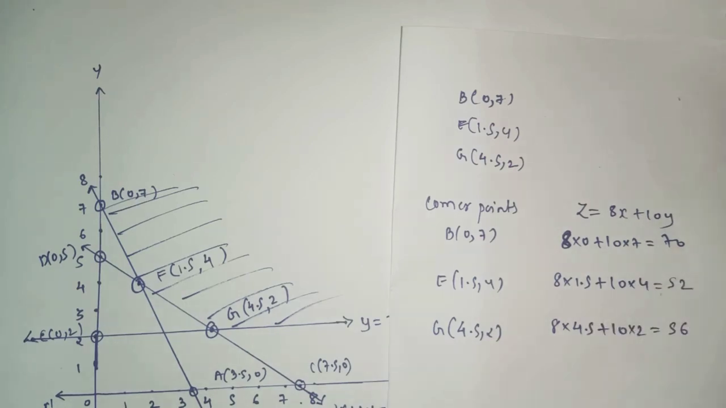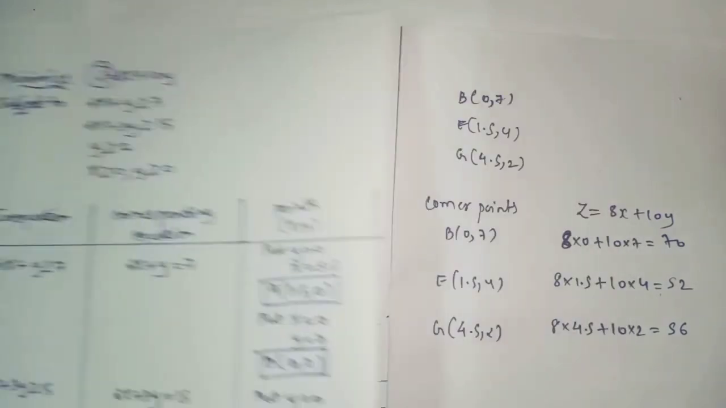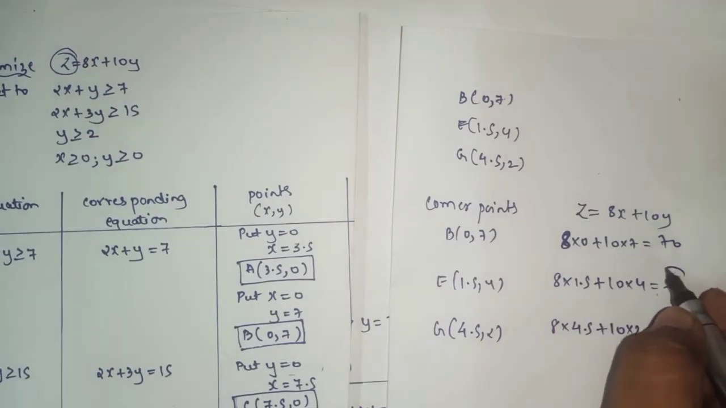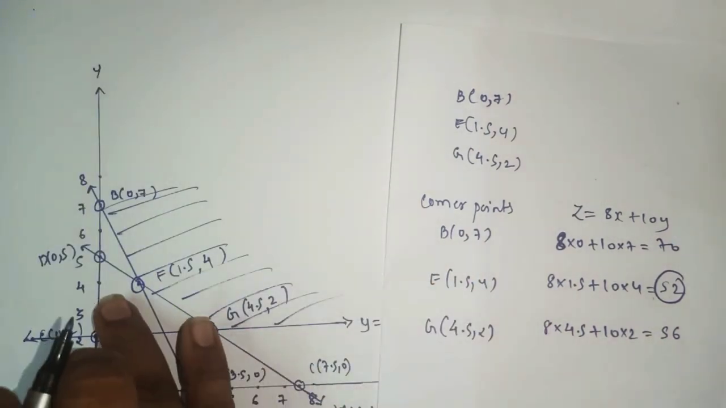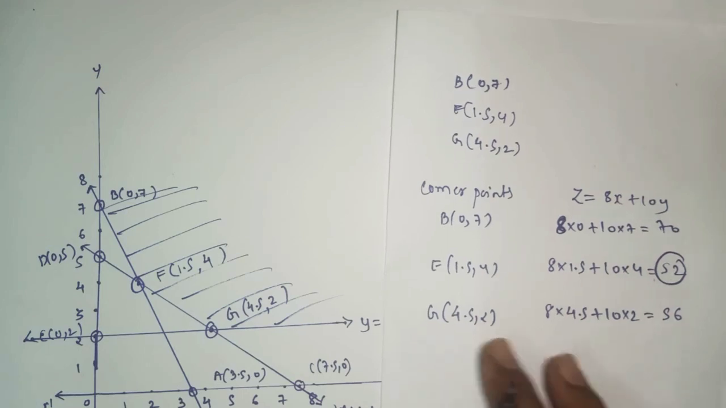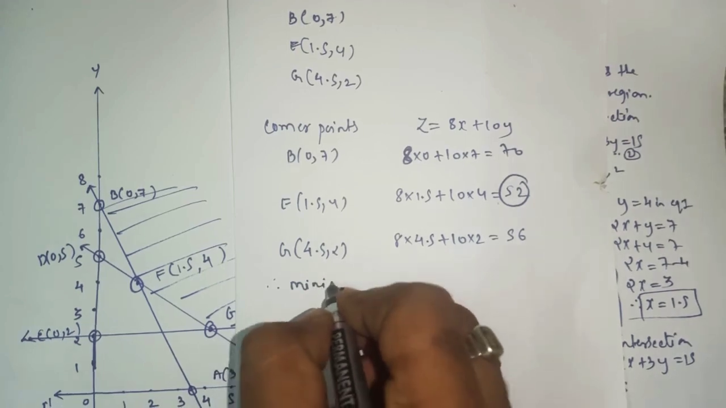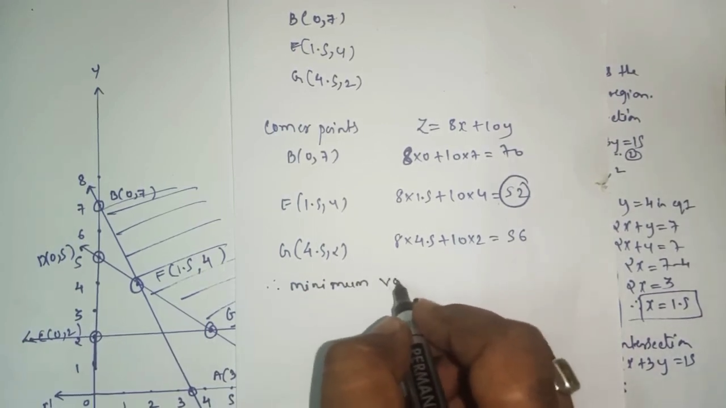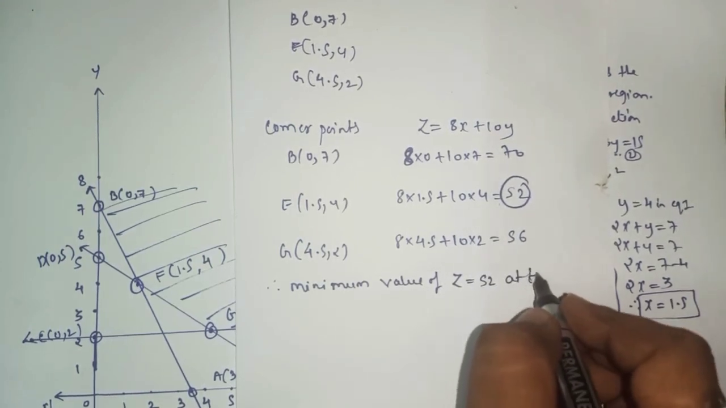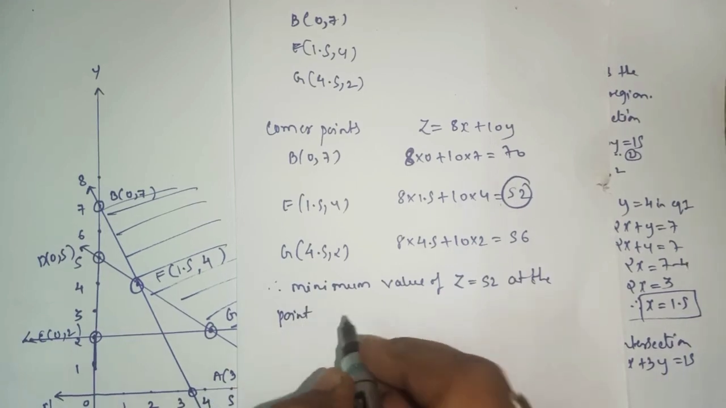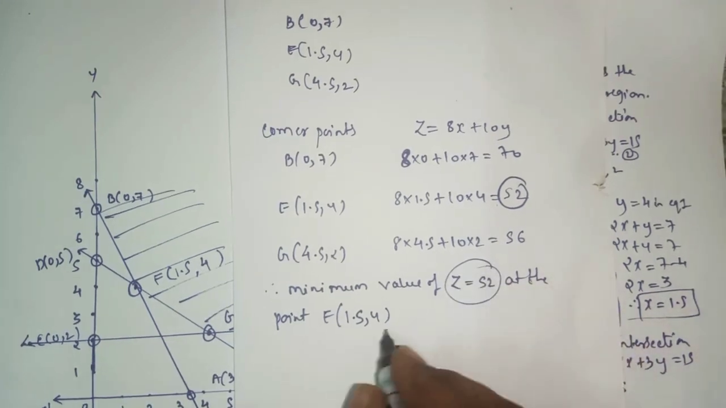So here we got the answer of z also. As for this sum, we have to find the minimum of z, so that means the smaller value. So here the smallest value is 52, at F 1.5 comma 4. So here the value of z will be minimum. So we'll write the final step: the minimum value of z is 52, at the point F 1.5 comma 4. Understood?